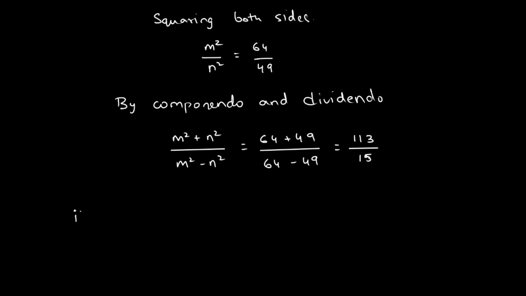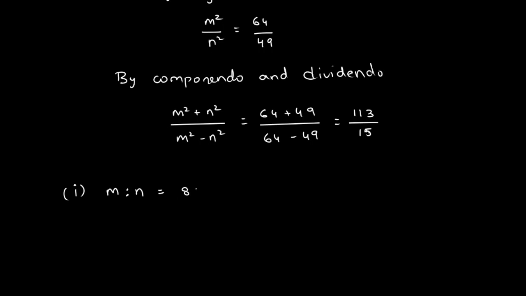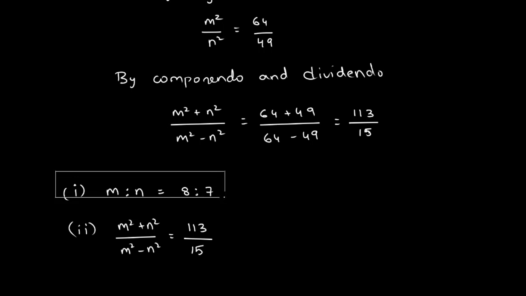So my final answer now, first part is the ratio of m is to n. We found that to be 8:7, right? And our second part, which was m² + n² divided by m² − n², we found that to be 113 divided by 15. Right, so this here is our final answer, which we shall put in a rectangle.